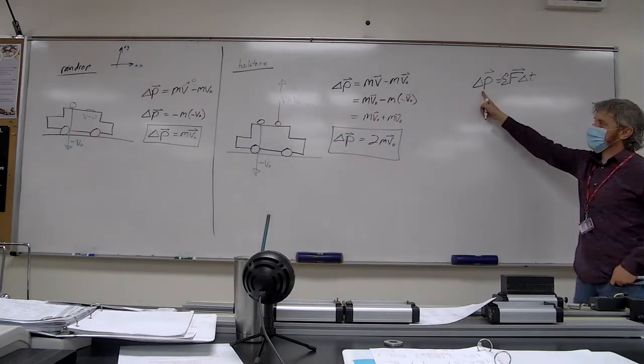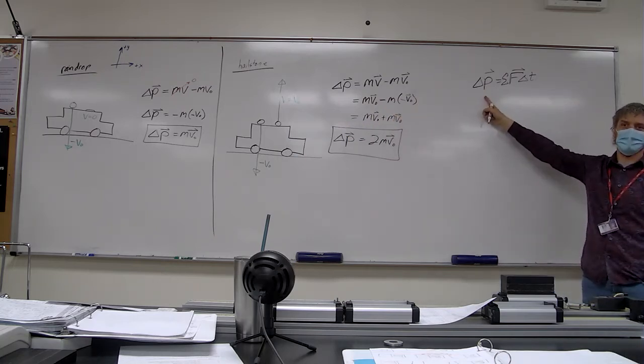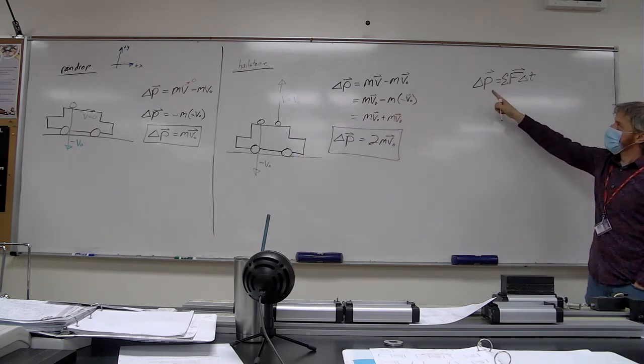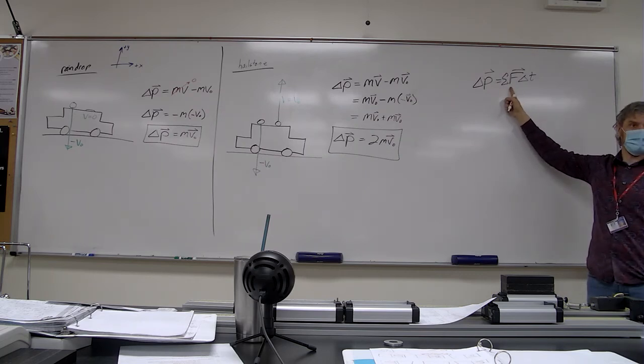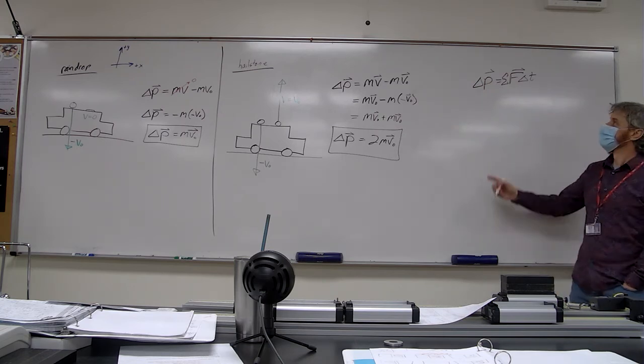First of all, the change in momentum for the hailstone is twice as much, or at least significantly larger. So that translates to a larger force, right? Larger force on the hailstone than force on the raindrop.